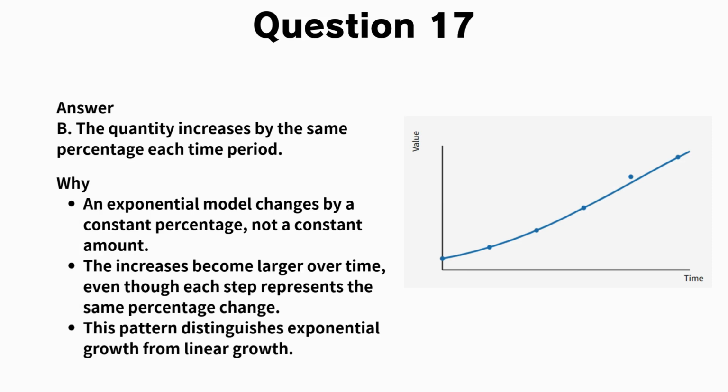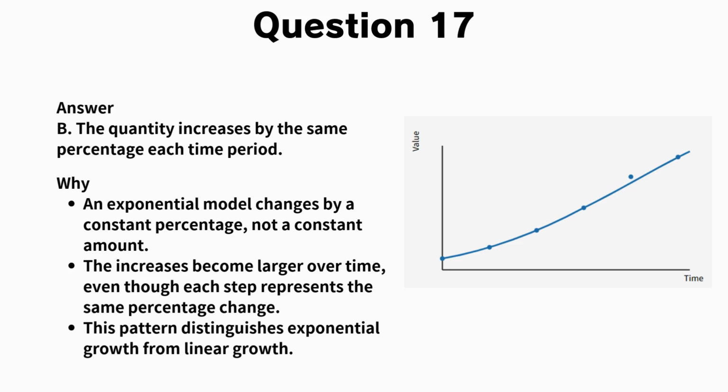Alright, let's go over question 17. The correct answer is choice B. In an exponential model, the quantity increases by the same percentage during each time period. This does not mean the quantity increases by the same amount each time. As the value gets larger, the amount of increase also becomes larger, even though the percentage change stays constant. This is why choice A is incorrect. A constant amount of change describes a linear model, not an exponential one.